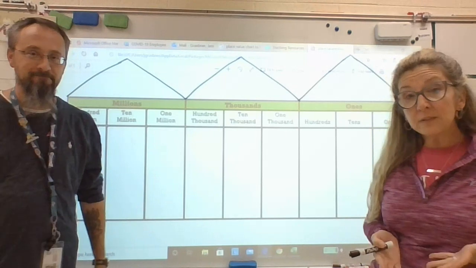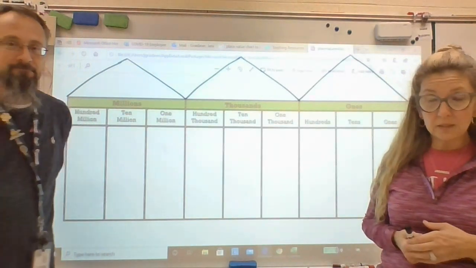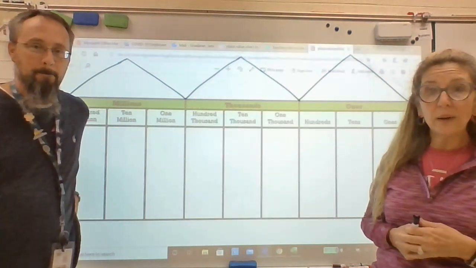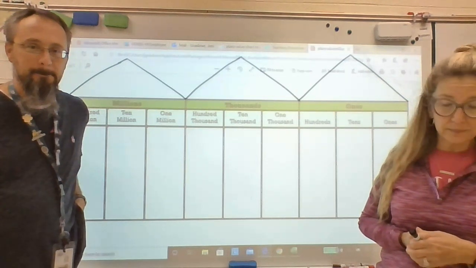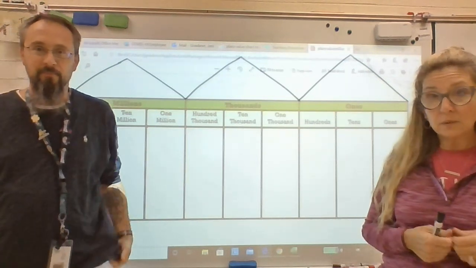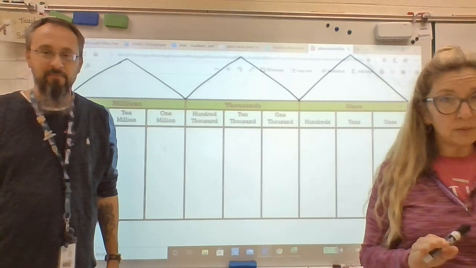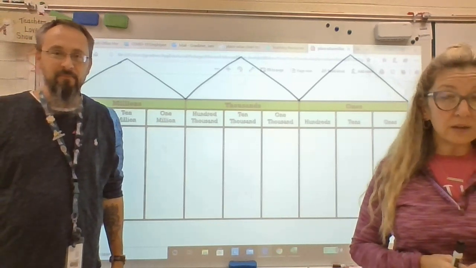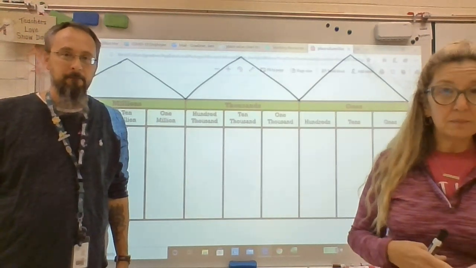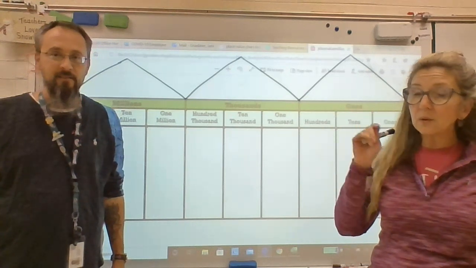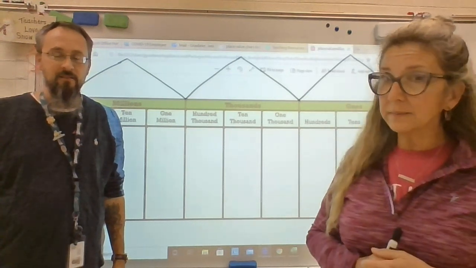Today we're going to practice some place value. For the last couple of days, you should have been working on place value, and by now you should know how to draw your place value chart. So what we'd like you to do is pause the video and draw a place value chart on a piece of paper. Make sure you make it really big so you have enough space to fill it in.